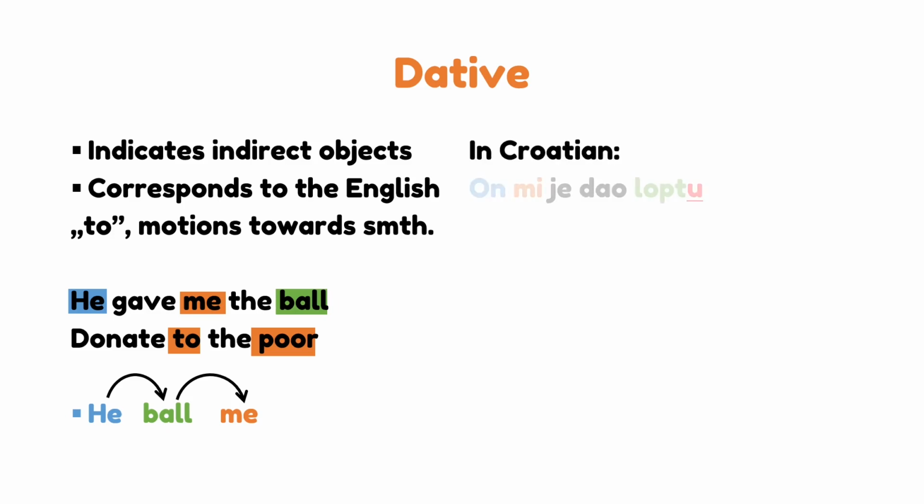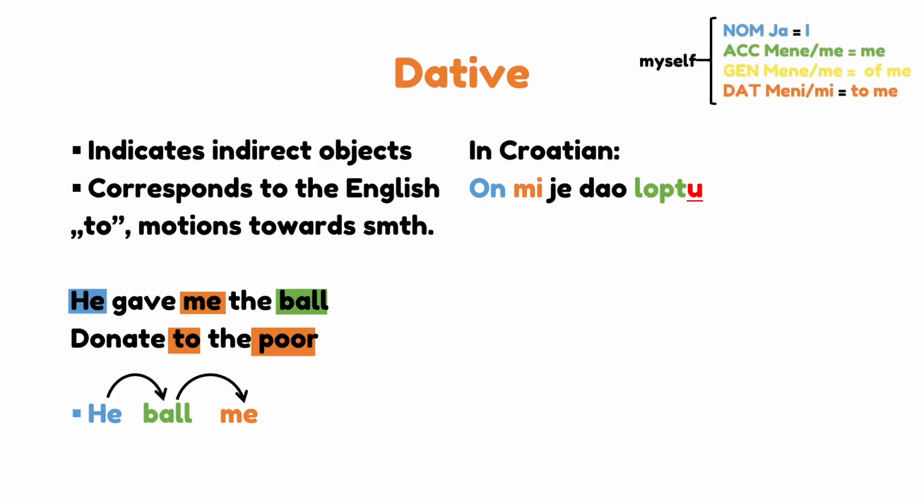Let's look at Croatian again. In the sentence on mi je dao loptu, which is the same sentence as the one on the left, he gave me the ball, you can see that the me pronoun has a special form, and you can see all of those forms in different cases that we covered so far in the top right.